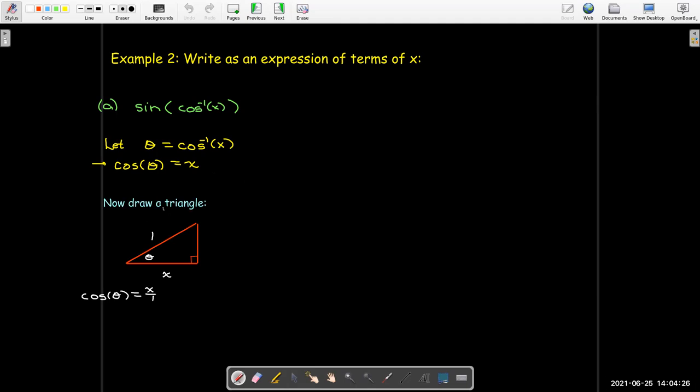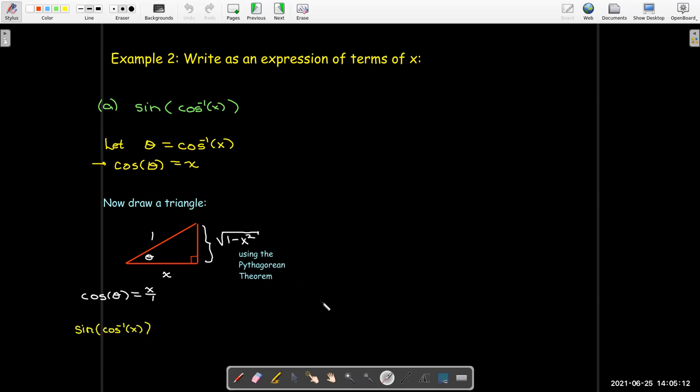And now what we're going to do is draw a right triangle, which would illustrate cosine of theta equaling x. The simplest way I could do that is to think of x as being x over 1, so adjacent over hypotenuse. So I'll put my angle theta here. I'll make the adjacent equal to x, the hypotenuse equal to 1. And then I need to find this missing length. So I'll use the Pythagorean theorem, and I find that this length could be represented by radical 1 minus x squared.